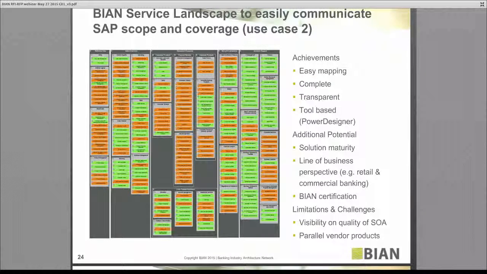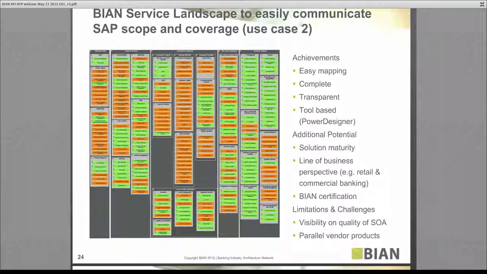An additional quality we could bring in, and BIAN is working on that, is that as soon as we get to a certification level, this kind of color coding I'm doing here is not just my individual or SAP's individual assessment, but there's some transparency on the quality of that mapping. And I think that would be very helpful for the future for you also as a bank.